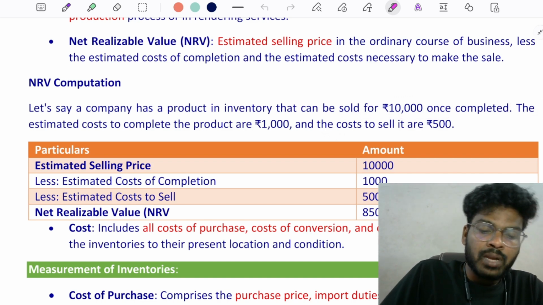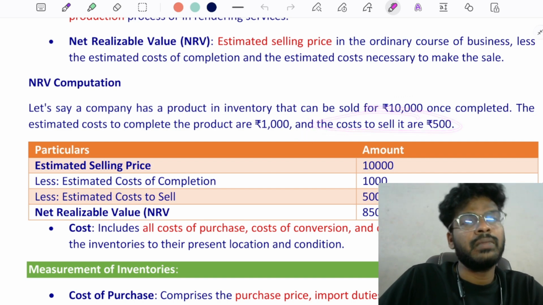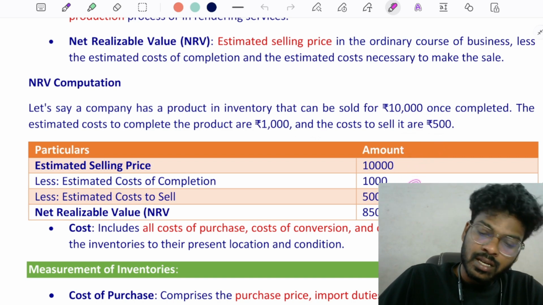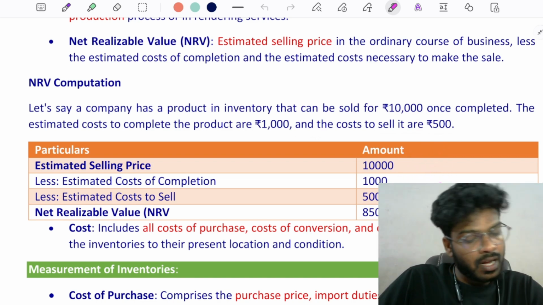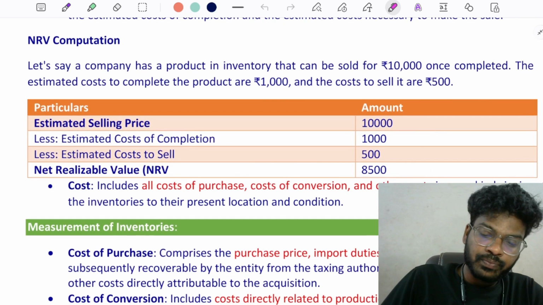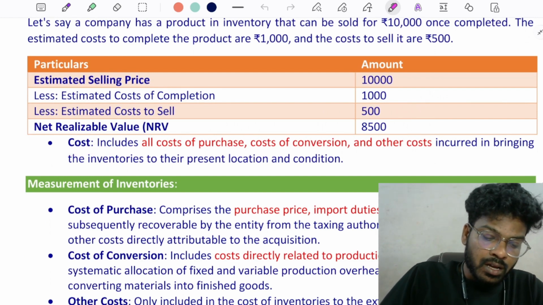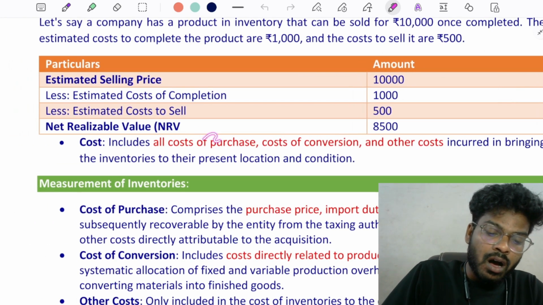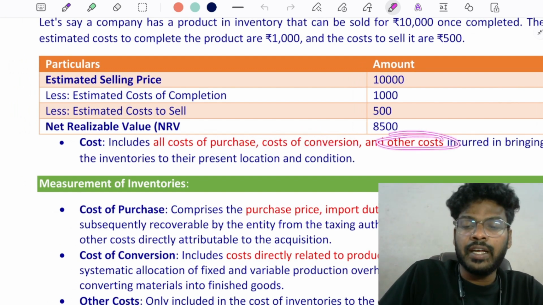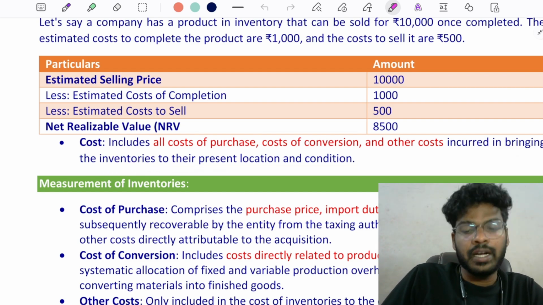The estimated cost to complete the product, the estimated cost of completion, is 1,000 rupees. Cost to sell, the estimated cost of sale, is 500 rupees. Estimated selling price minus cost of completion minus cost to sell gives us the net realizable value. Cost: cost includes all purchase costs, costs of conversion, and other costs incurred in bringing the inventory to their present location and condition.